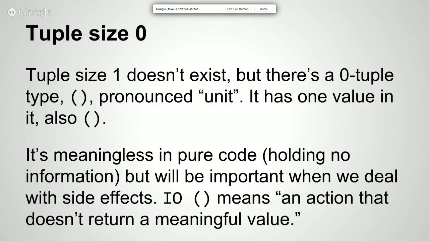Tuple size 1 doesn't exist. That doesn't really make sense. You're just taking your value and wrapping it. I mean, I guess you could make a tuple 1 as a wrapper. But there is a 0 tuple type that's called unit, and it's got 1 value in it, which is also a unit. Now, it's meaningless in pure code because there's no information in it. There's only 1 value. But it's going to become important when we deal with side effects, because the type signature IO of unit means I'm an action, it's the type of an IO-capable action that does not return a meaningful value. And it's okay that it doesn't return a meaningful value because it's being used for side effects.